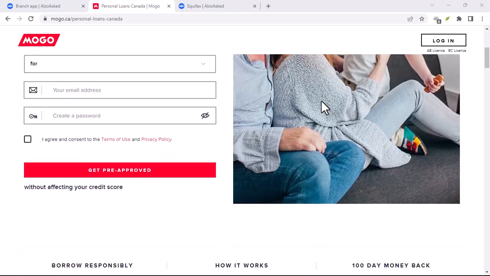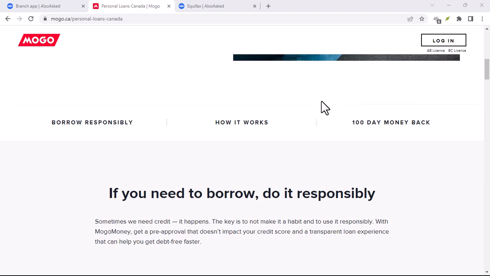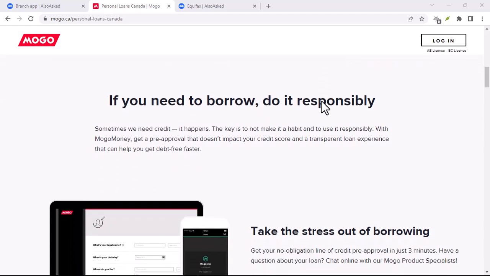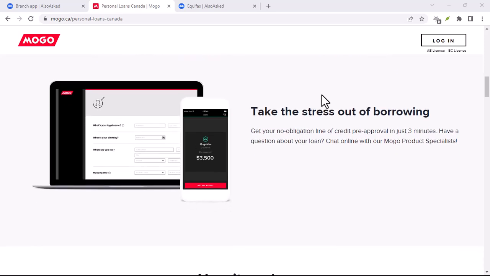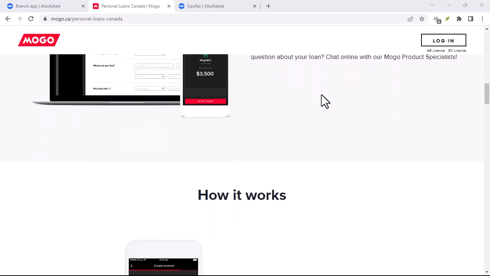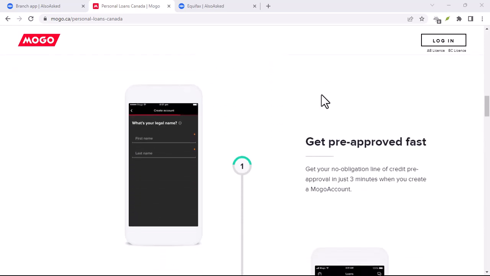Unfortunately, no. Mogo Money isn't designed for direct bank transfers. Think of it as a budgeting tool to help you manage everyday expenses. But fear not, there's a silver lining. While you can't do a traditional transfer, you can still access those funds in a couple of ways.